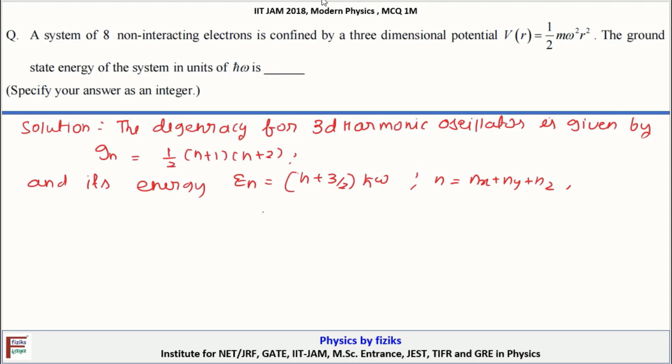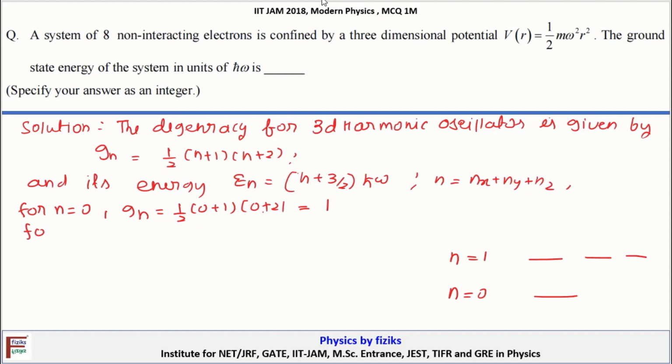Now let us place the state. How many states are there? For n is equals to 0, what is the degeneracy of state? For n is equals to 1, what is the degeneracy of state? And we have to place the 8 non-interacting electrons. So for n is equals to 0, Gn would be 1 by 2 into 0 plus 1 into 0 plus 2, that is 1. For n is equals to 1, degeneracy would be 1 by 2 into 1 plus 1 into 1 plus 2, that is 3.